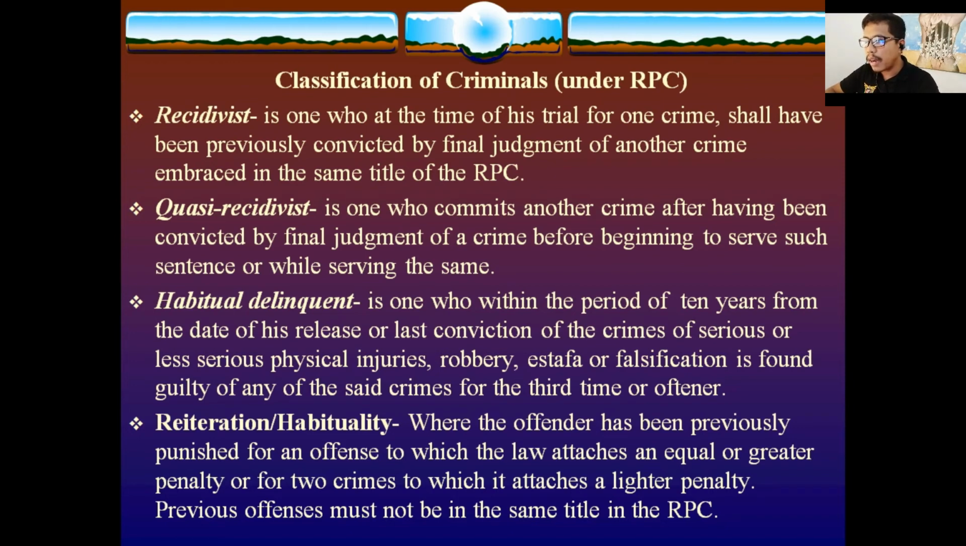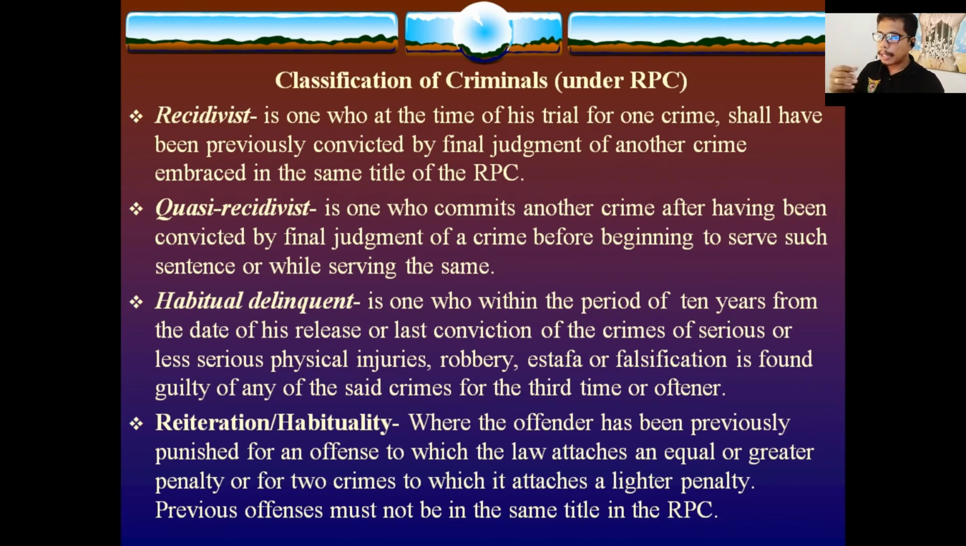been convicted by final judgment of a crime before beginning or while serving the sentence. I repeat, before you are serving or while you are serving the sentence, you committed another crime. Okay? Again, 2 points that you have to consider. 1, you have been convicted by final judgment of the first crime. 2, while you are serving or before you serve the sentence, you committed another crime. Then the person in that case shall be considered as a quasi-recidivist.